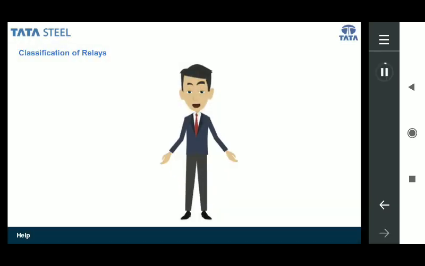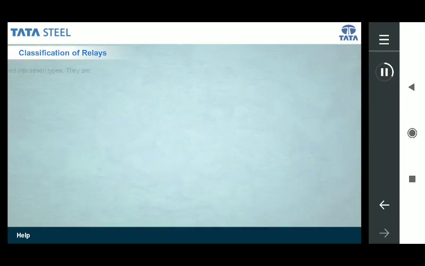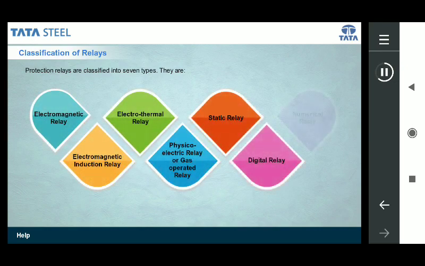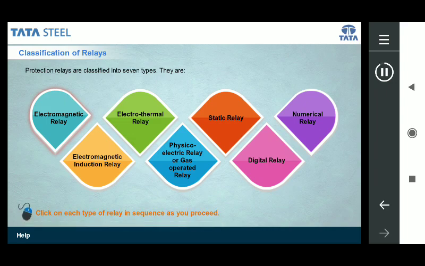Let us now discuss the classification of protection relays. Protection relays have evolved over time and have undergone many changes. They are classified into 7 types. They are listed on your screen, starting from the oldest, electromagnetic relay, to the latest one, numerical relay. We will discuss each of them in detail further. Let us begin with electromagnetic relay. Click on each type of relay in sequence as you proceed.